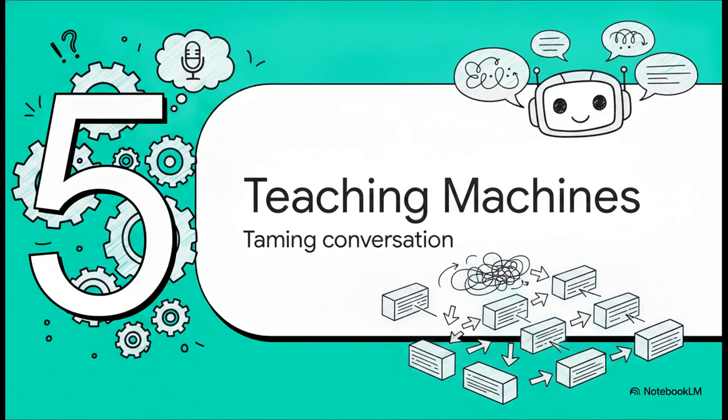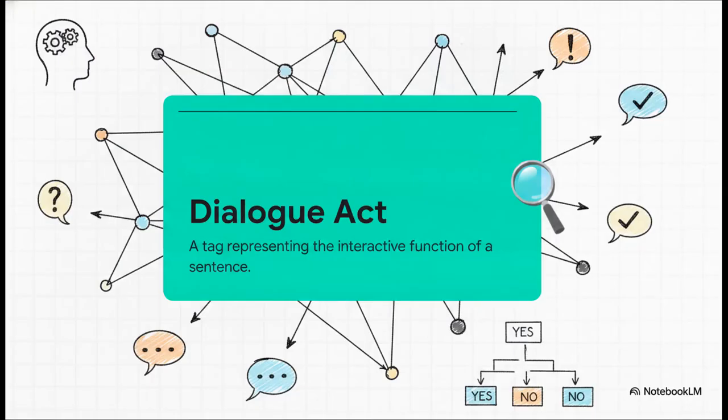Which brings us to Section 5. Teaching machines to chat. How do we tame all this conversational chaos? How on earth do computer scientists translate this wild human behavior so an AI can actually participate? They use incredibly dense tagging systems. The MVP here is the Dialogue Act. It's a computational tag that captures the interactive function of a sentence.